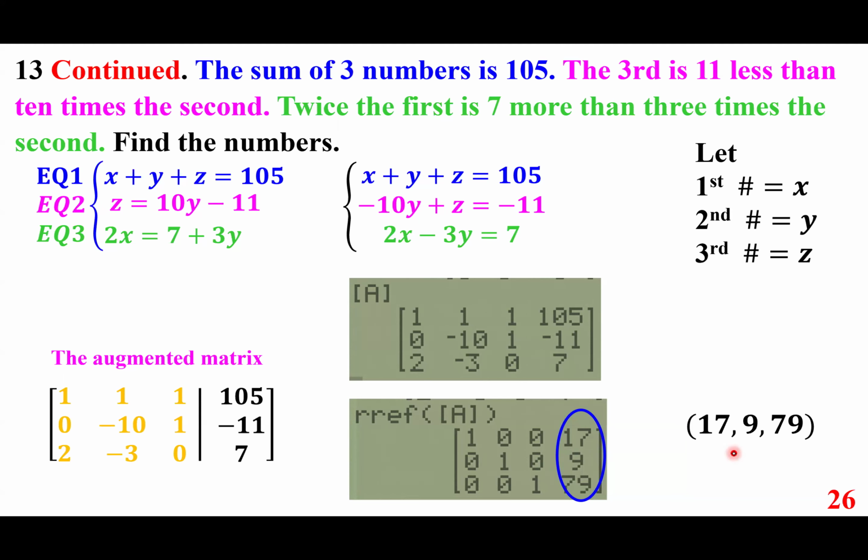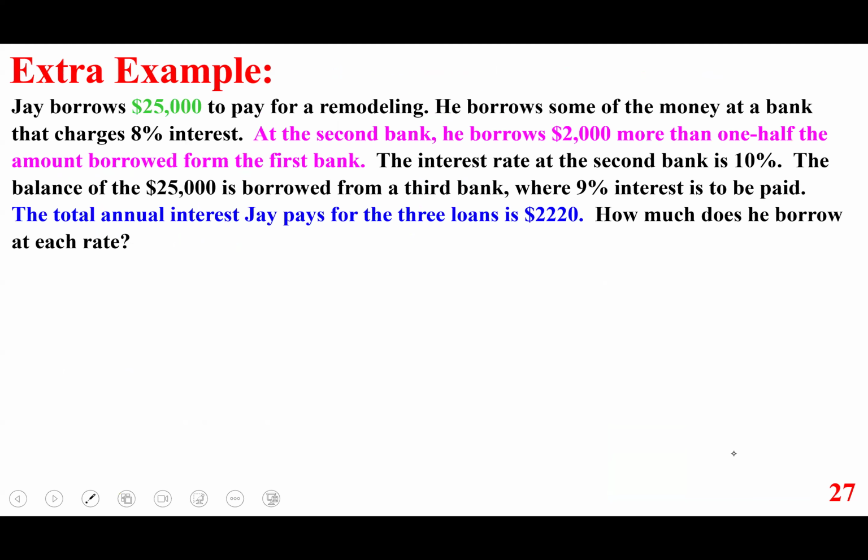Let me look at one more example that we have time now. Jay borrows $25,000 to pay for a remodeling. In essence, this is also a mixture problem. He borrows some of the money at a bank that charges 8% interest. At the second one, he borrows $2,000 more than one half the amount borrowed from the first bank. The interest rate at the second is 10%. The balance of the $25,000 is borrowed from a third bank where 9% interest is to be paid.